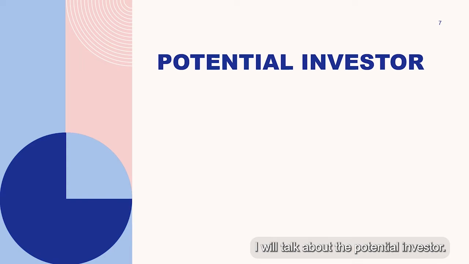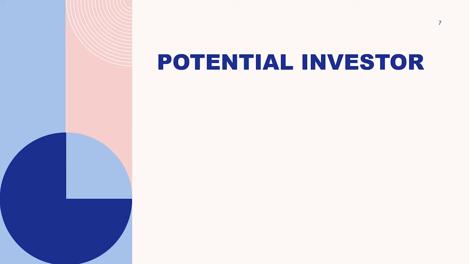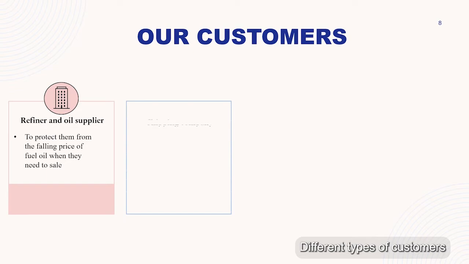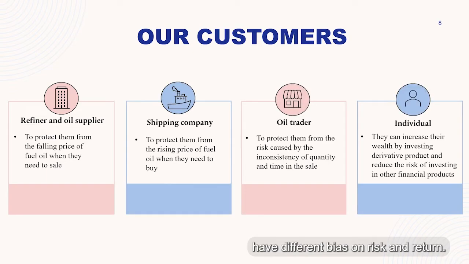Next, I will talk about the potential investor. Different types of customers have different bias on risk and return. We have 4 types of potential customers. The first type of potential customer is refiners and oil suppliers. In order to ensure a reasonable profit when they sell commodities to the market in the future, so as to prevent loss when the price falls, they can adopt the hedging method to reduce the price risk.